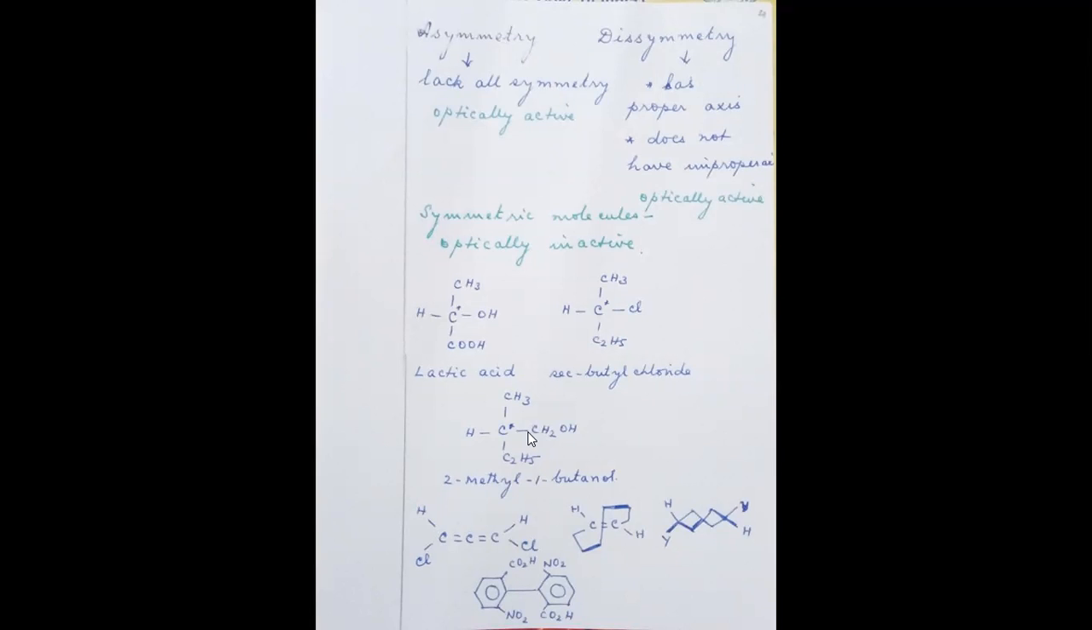So because of the dissymmetry, the compound becomes optically active. And the asymmetric molecules are also optically active. But the symmetric molecules are optically inactive. So optical activity is observed in the asymmetrical molecules or dissymmetrical molecules, but it is not observed in the symmetric molecules. What is optical activity?